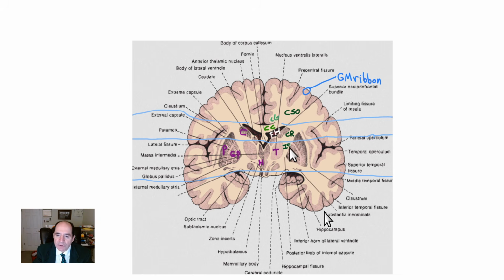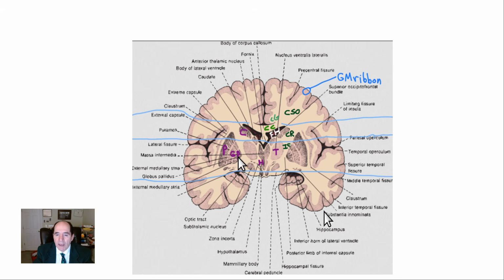IC at this level is internal capsule, which is where we'll go into this in more detail once we look at axial images, which means transverse images. This is coronal. Coronal means from front to back. Okay, C right here is for the caudate nucleus. H right here is for the hypothalamus. T is for thalamus.